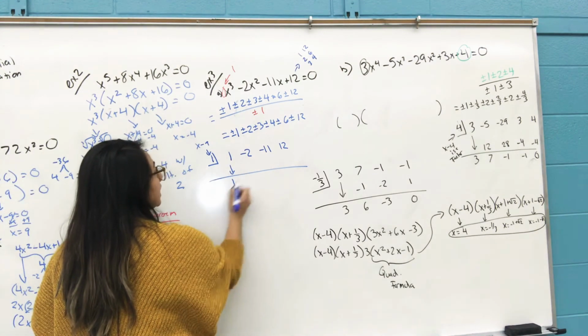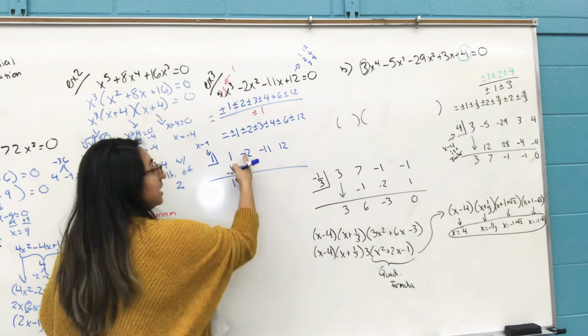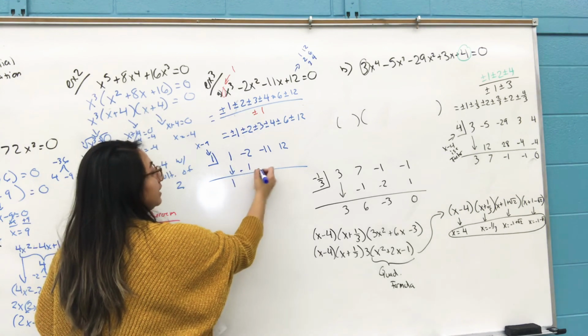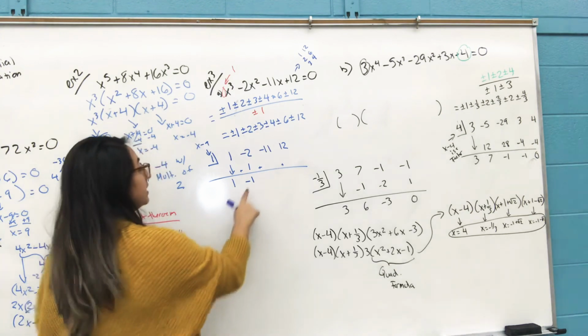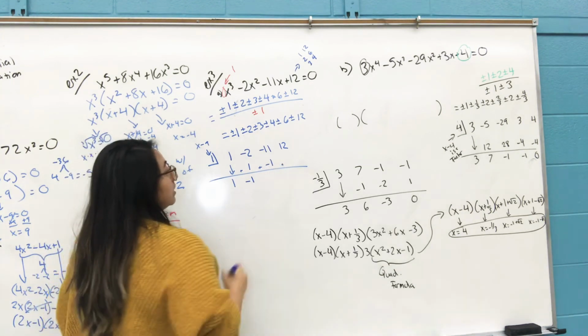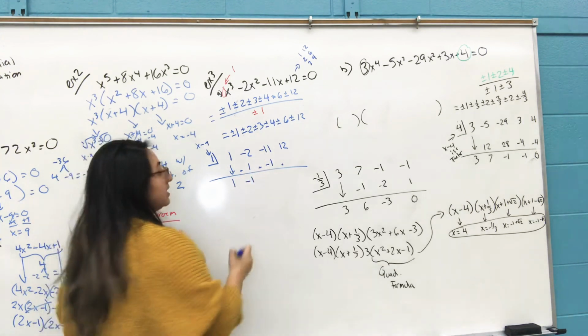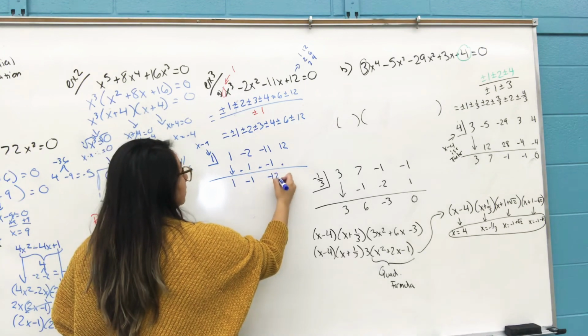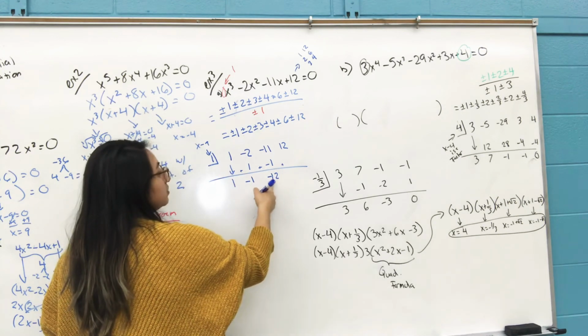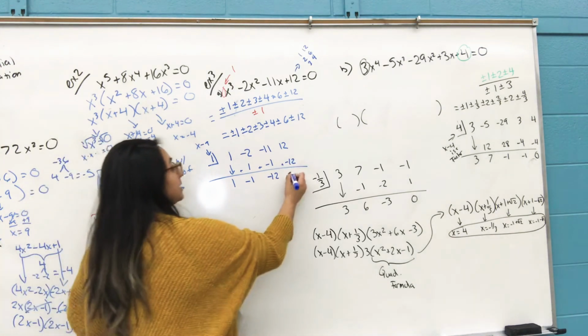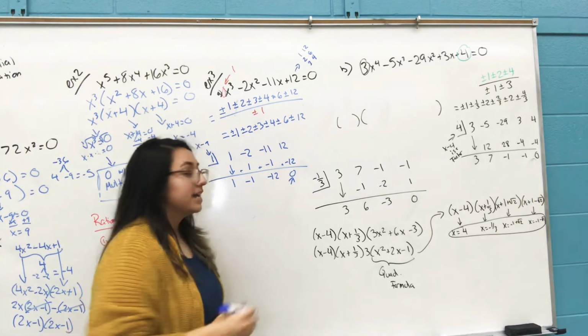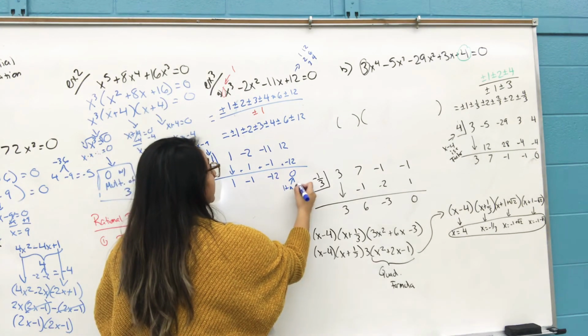Then you do 1 times 1, which is 1. Negative 2 plus 1, you're going to be adding, so negative 2 plus 1 is negative 1. Negative 1 times 1 is negative 1. Negative 11 minus 1 gives you negative 12. 1 times negative 12 gives you negative 12, so you bring that over here. 12 minus 12, you get 0. Whenever you have a 0 at the end, that means it's a factor. And that's what you're going to be doing.